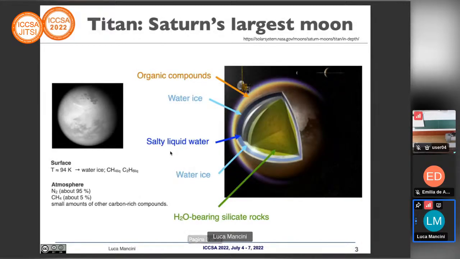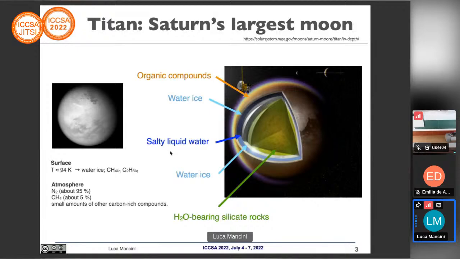According to a last model, the structure of Titan is composed by 5 major layers, including an inner layer of water-bearing silicate rocks, 2 layers of water ice, with in between salty liquid waters, and the whole surface is covered by an organic haze, which is made of carbon-rich molecules also containing nitrogen atom, which gives to Titan its peculiar orange color, which has been seen also from the different missions, including the Cassini missions, which was able to reach the surface of this body and gave us a lot of information about Titan's surface, but also atmosphere.